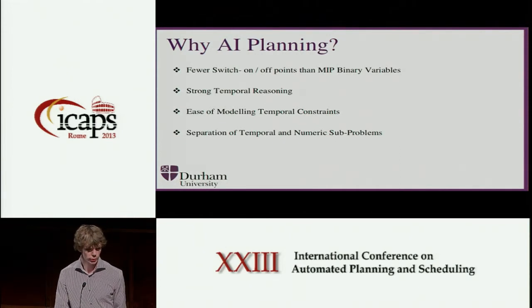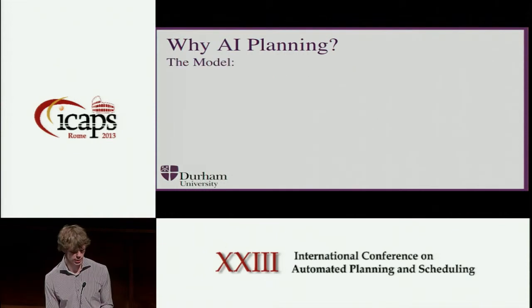We shall see shortly that the complex temporal constraints that meta-heuristics had difficulty handling can be replaced with 2 simple actions in an AI planning model. And finally, there is a clear separation of the temporal and numeric aspects of this problem, which we believe can be exploited effectively with a planning model. Okay, so now let's look at a model.